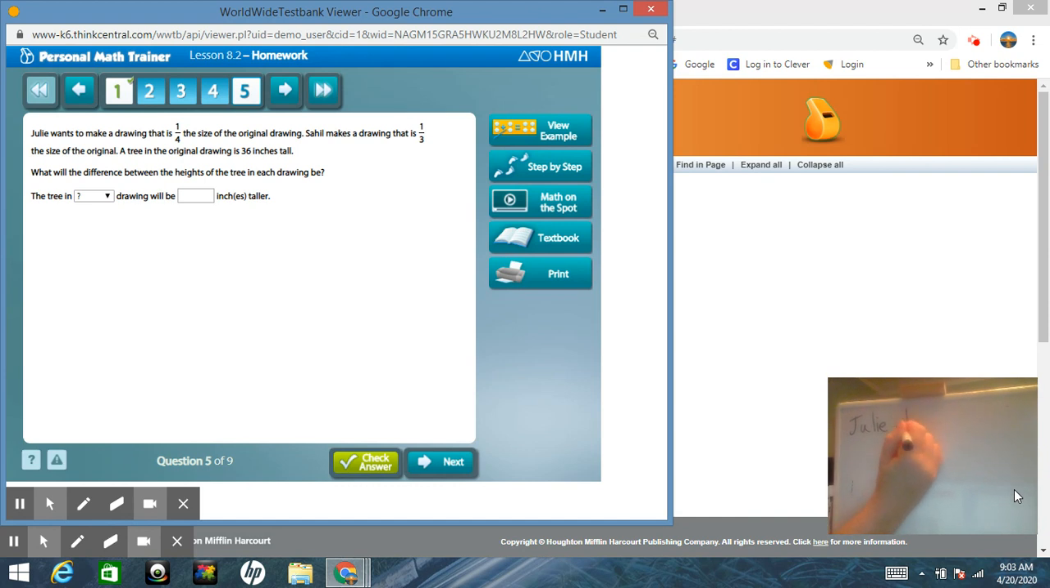and she is 1/4. Now remember what that clue word of meant? It always means multiply. So I'm not dividing right now, I'm multiplying. Of the original drawing. Well, what's the original drawing? It told me it's 36 inches tall. So I'm going to solve her. Remember, this 36 is over 1. 1 times 36 is 36. 4 times 1 is 4. 36 divided by 4 is 9. So Julie's is going to be 9. Now I'm going to go to Sahil.